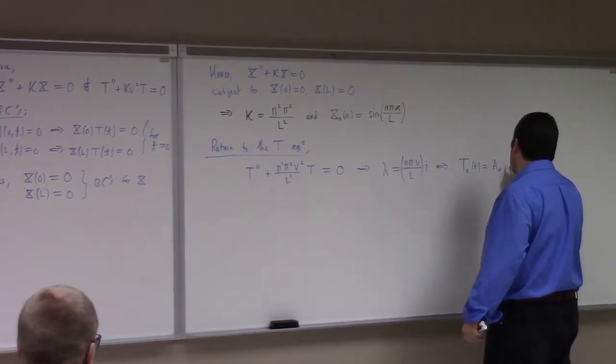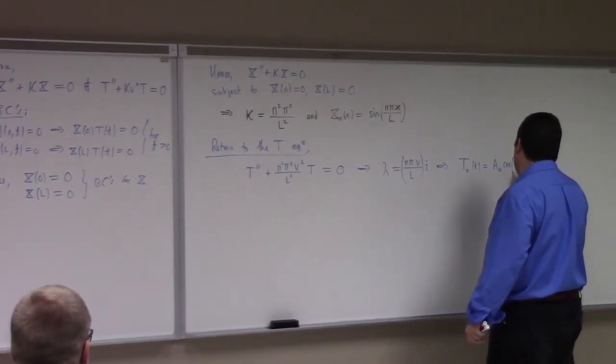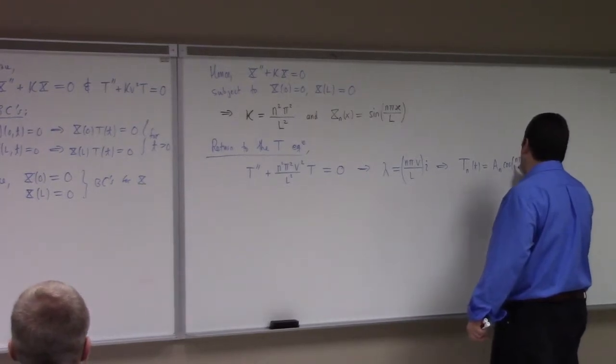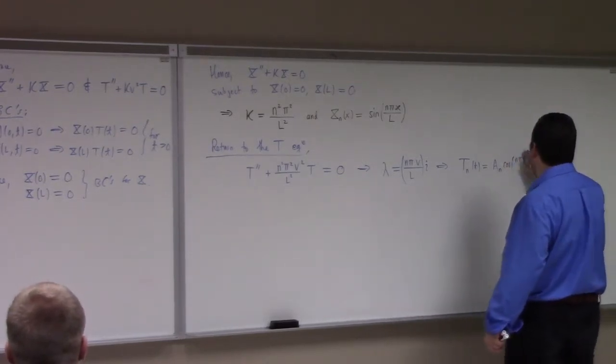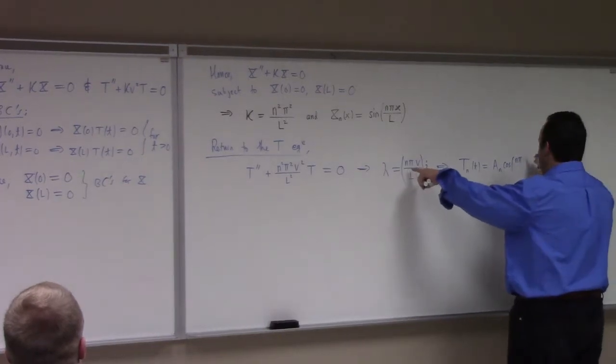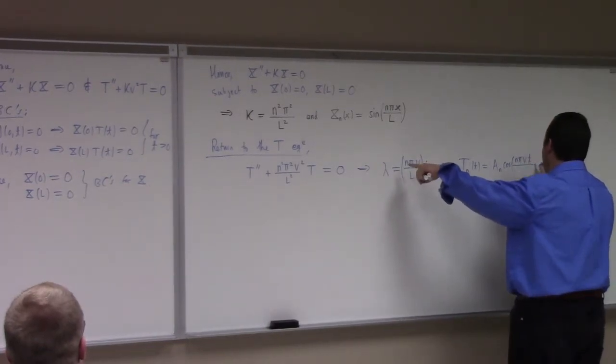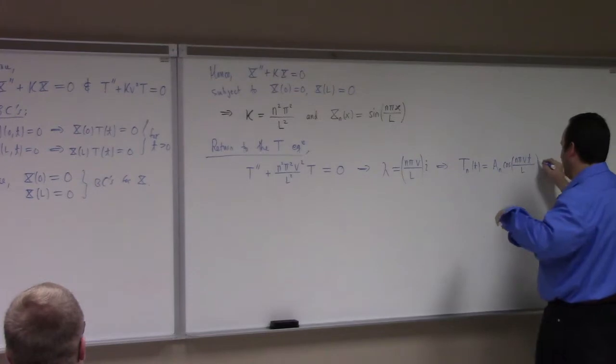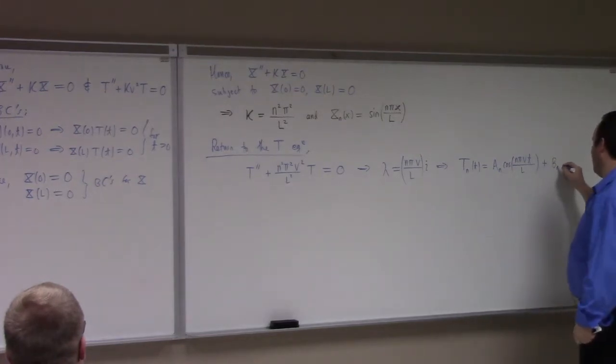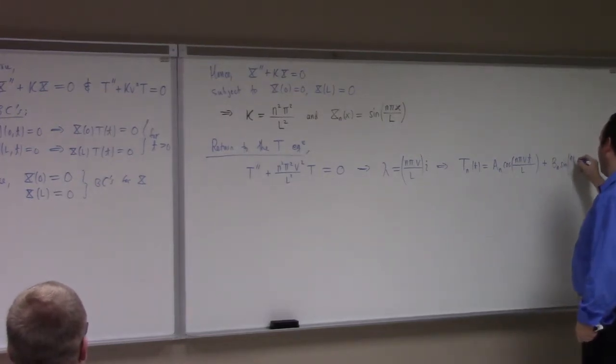T sub n of t is something like, let's say, a sub n cosine of n pi v t over L, plus b sub n sine of n pi v t over L, right?